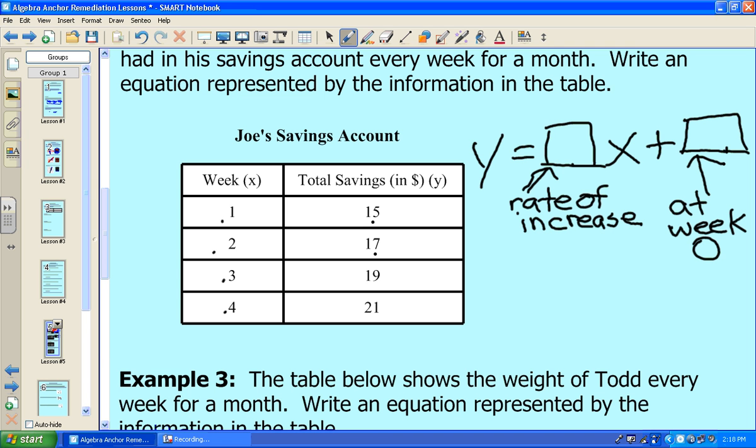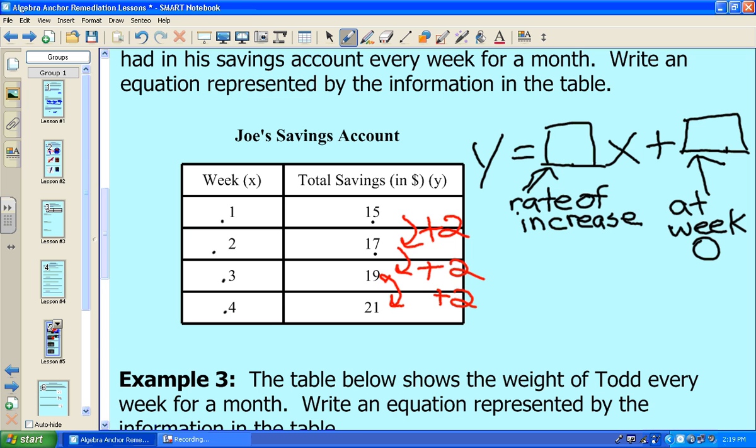To fill out the first box, we want to figure out how much money is added each week in his savings account. Okay, from week 1 to week 2, you're going from 15 to 17. He's adding $2 that week. Next, week 2 to week 3, he's going from $17 to $19. He's adding, once again, $2. From week 3 to week 4, okay, once again, he's adding $2.